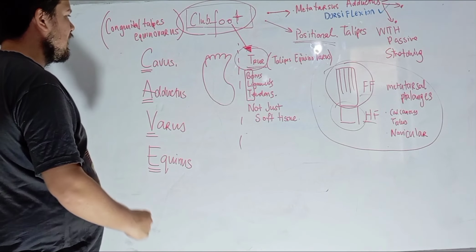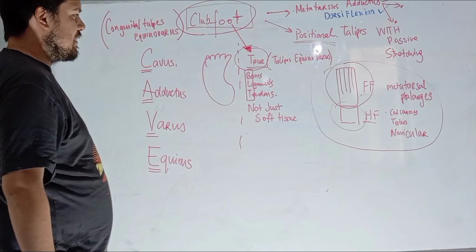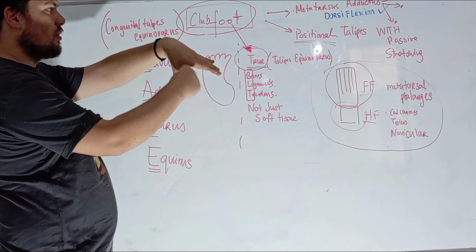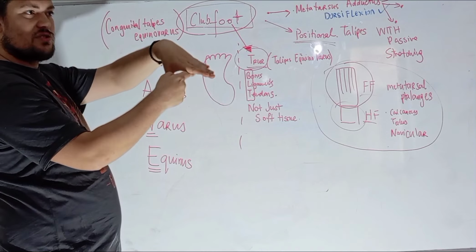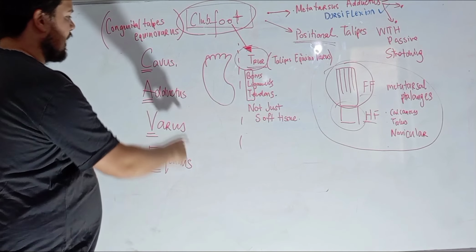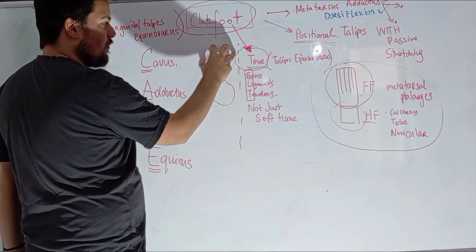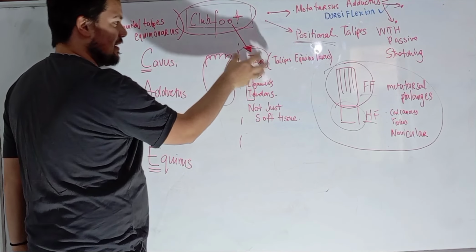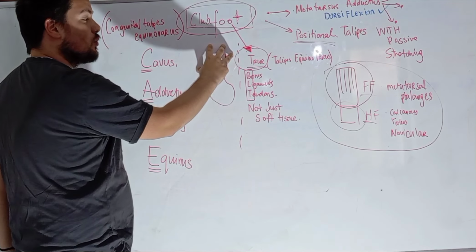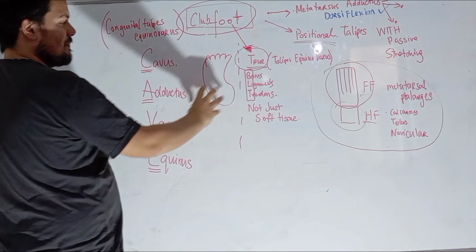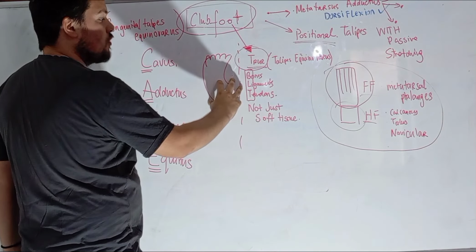So what does that mean? We have cavus. That means we will have a big metatarsal arch on the soles of our feet. Adductus, that means that the forefront of the foot will go medially. So the front part of the foot will go medially. The varus, that means the hind part of the foot will go medially.